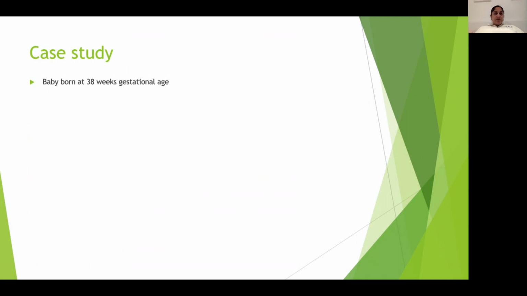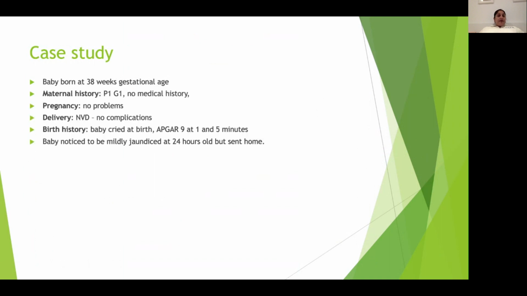So this is a very typical kind of case that we would have. A baby was born at 38 weeks. Maternal history wise, it was mum's first pregnancy and she had no other past medical history herself. During the pregnancy, there were no problems. All scans were normal and baby was born by normal vaginal delivery. There were no complications with the delivery. Baby cried at birth. The APGAR was 9 throughout. So, you know, absolutely fine.